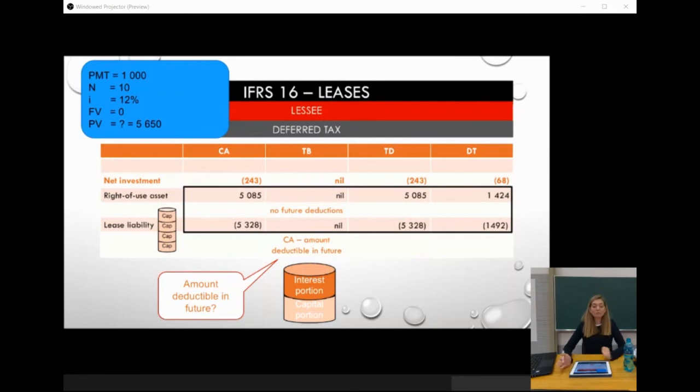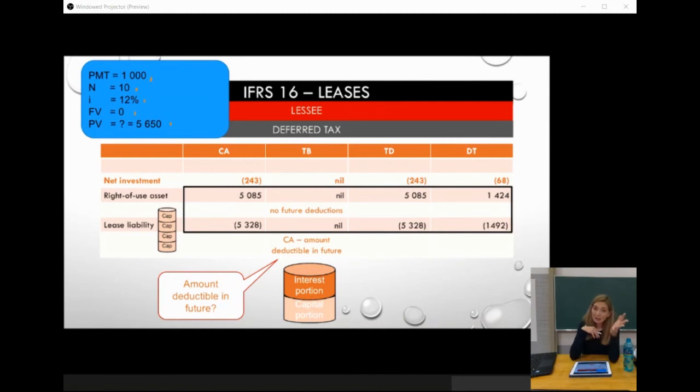If we look at a simplified lease agreement where our lease payments are 10 Rand over a period of 10 years, interest rate 12%, future value 0, the present value we calculate as 5650. So that's our lease liability.